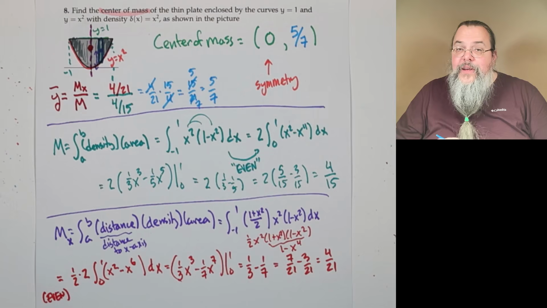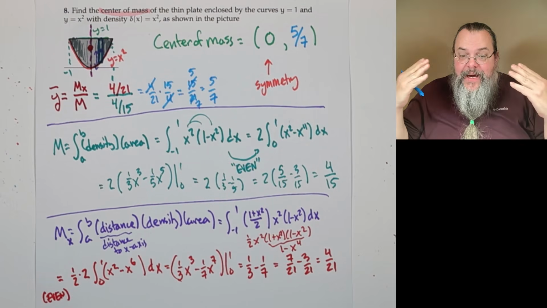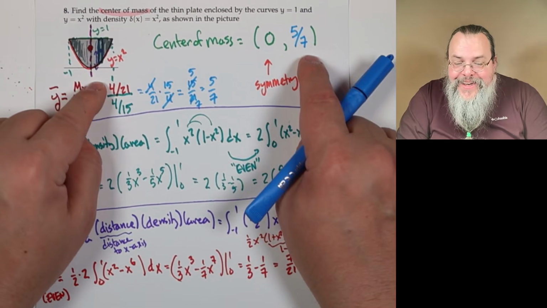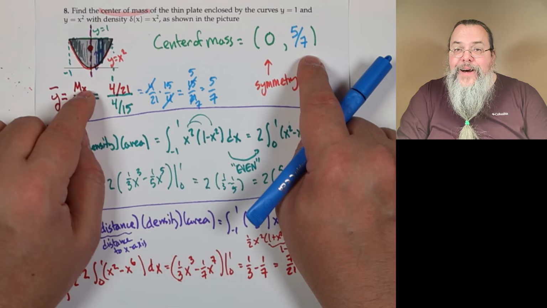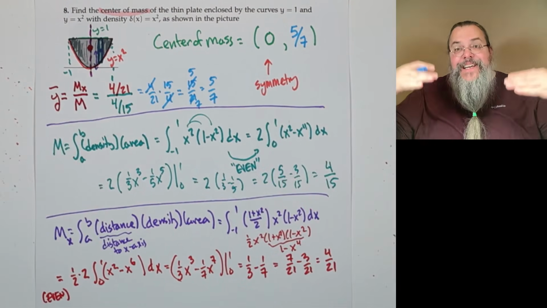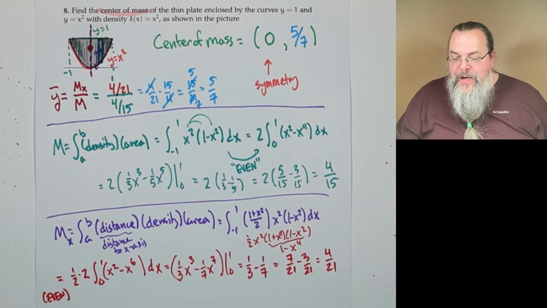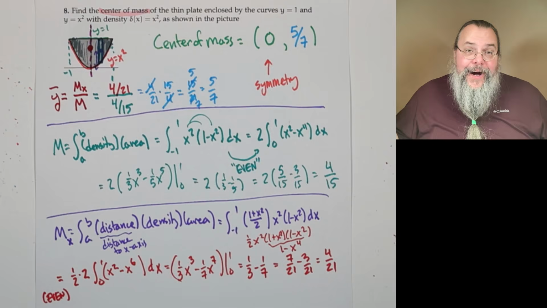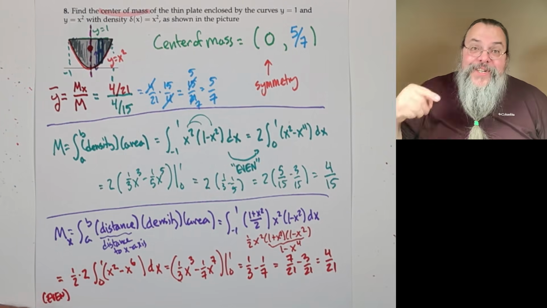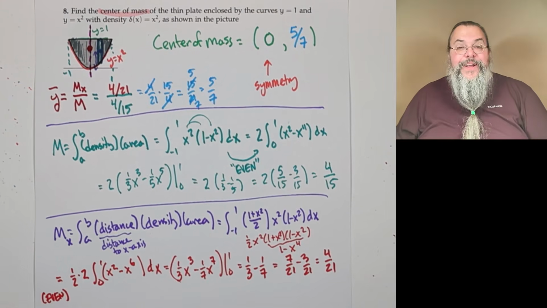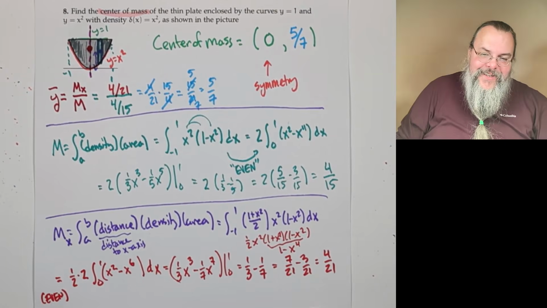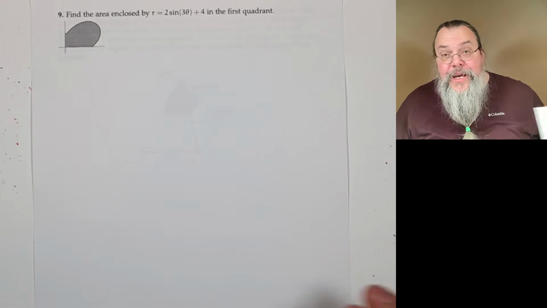Now, does that match what we expect? It's definitely between 0 and 1. Check. And we said it should be near the top. Well, 5/7 is closer to the top than it is to the bottom. So it's a reasonable answer. And I think it's actually a correct answer, which is even better than being reasonable. Whoa! It's like reasonable plus. All right, let's keep going.